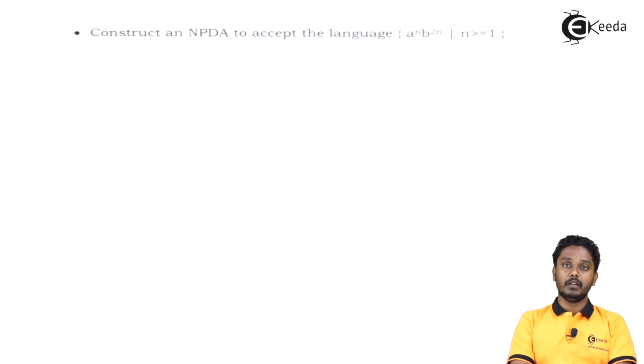With this question, we have designed the third PDA that was accepting the palindromes over the alphabet A, B. Now in the next video, we will be seeing more questions on design of NPDA. Again, maybe based on comparisons of number of A's and B's.